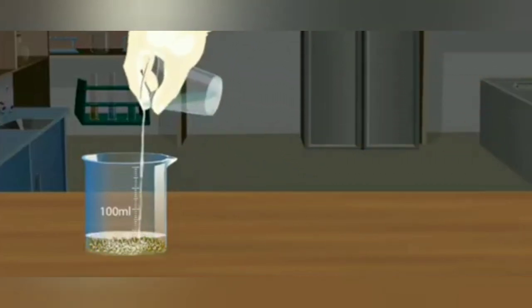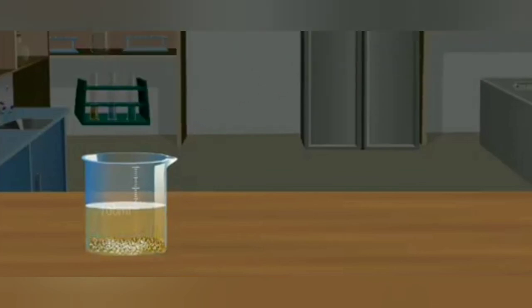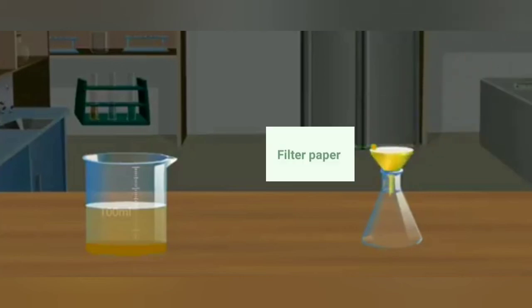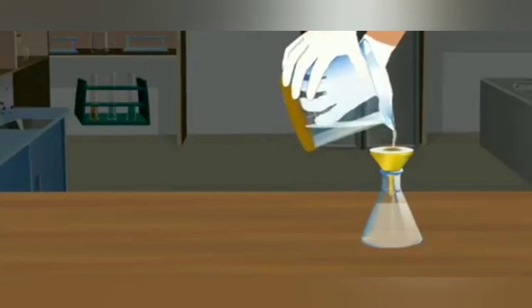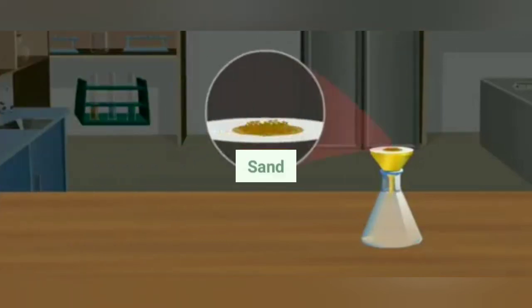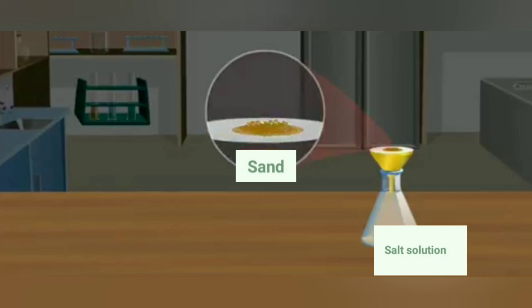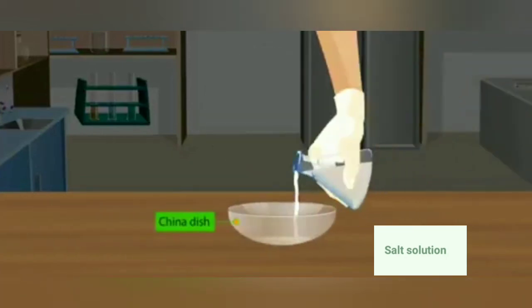Add some water to this mixture and make a solution. This solution is then filtered. Sand is insoluble in water and cannot pass through filter paper. So, it is obtained as residue on the filter paper and salt solution passes through filter paper.